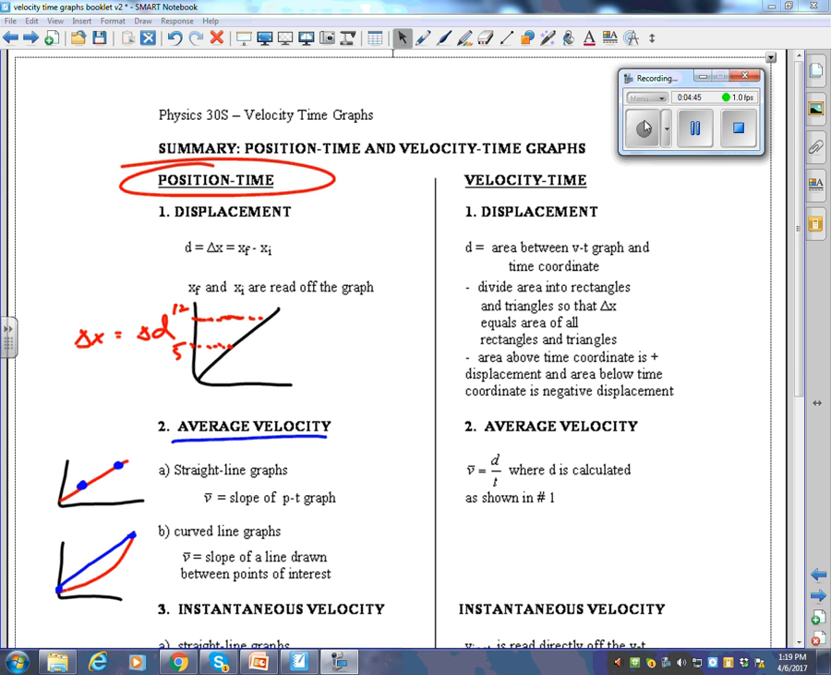So if you have a velocity time graph, which are the kinds of graphs I showed you the last 2 days, and you are asked to find the displacement, how do you do displacement? You find the area. You find the area.